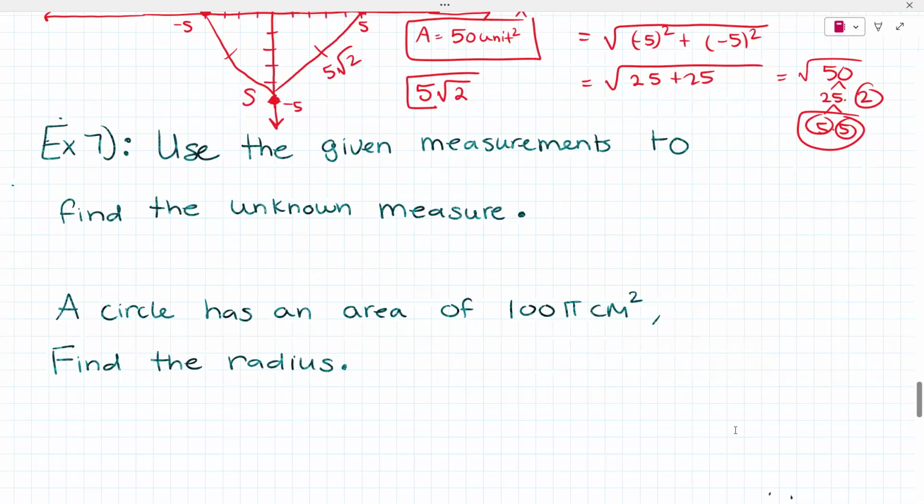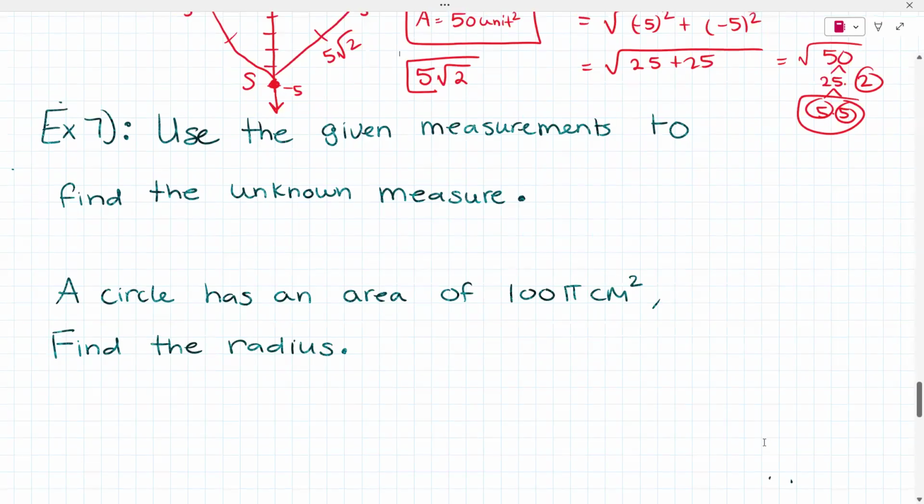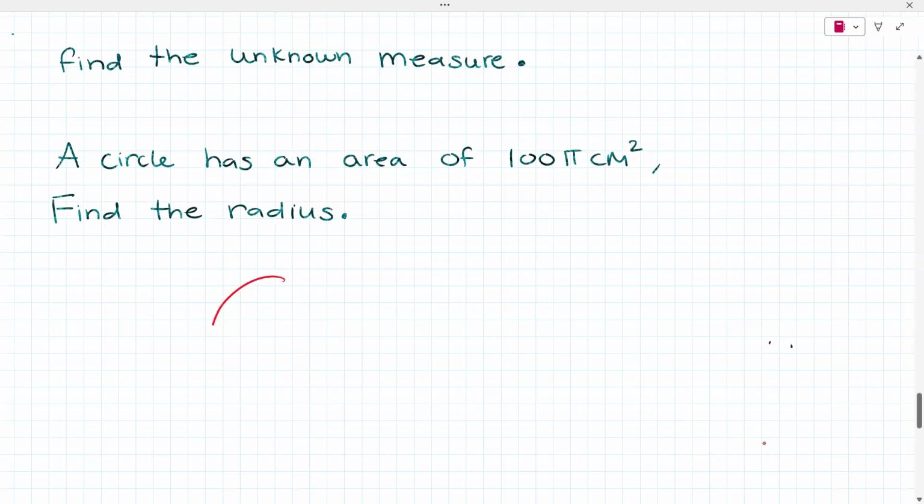Example 7 says use the given measurements to find the unknown measure. A circle has an area of 100 pi centimeters squared. Find the radius. So let's see. You have a circle, right, and it has an area of that. So what do we know about the area of a circle? Area is pi r squared. And what else do we know? We have to find the radius, right?